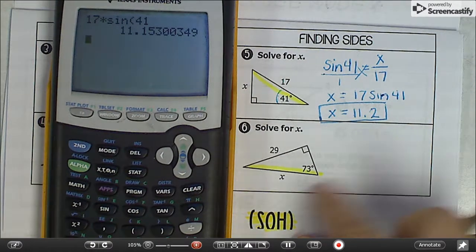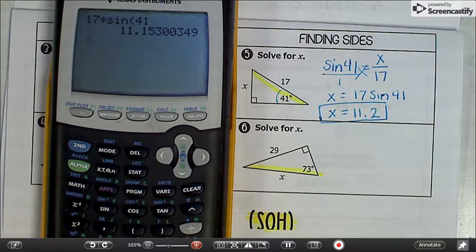All right, so go ahead and try to set up number 6 on your own, and then after you have it set up, check it with mine and I'll show you the rest.